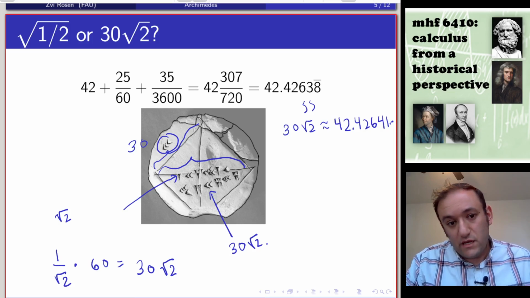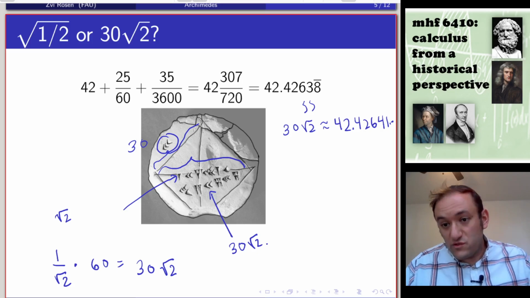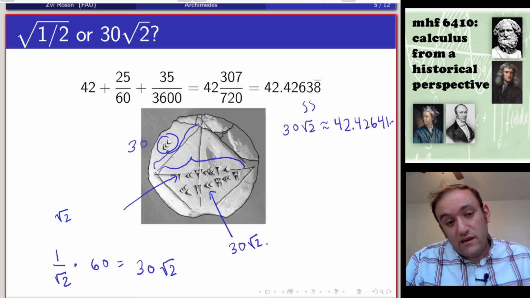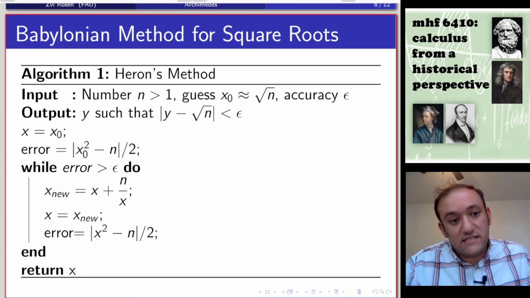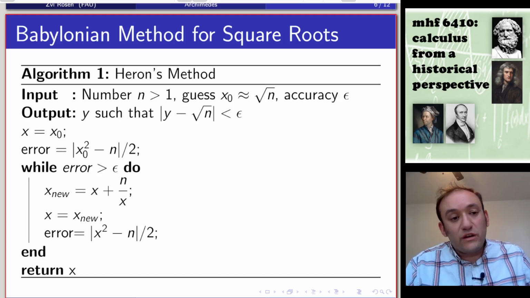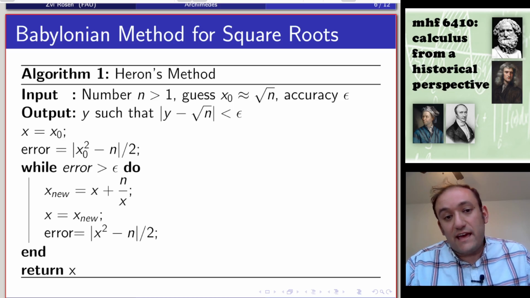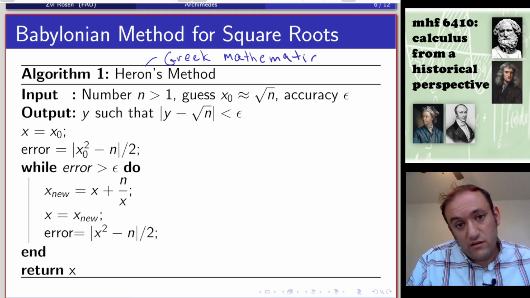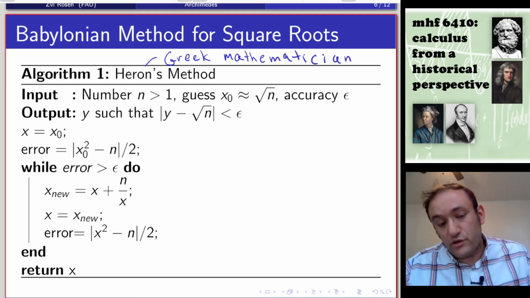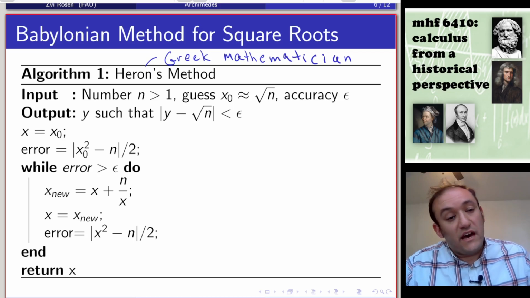Okay? So this tells us that they knew the square root of 2 to very high accuracy. And the question then is, how would they have done this? Various historians have hypothesized about this, and the current most popular explanation is that they had Heron's method. Heron was a Greek mathematician, known for an approach to computing square roots, which goes as follows.